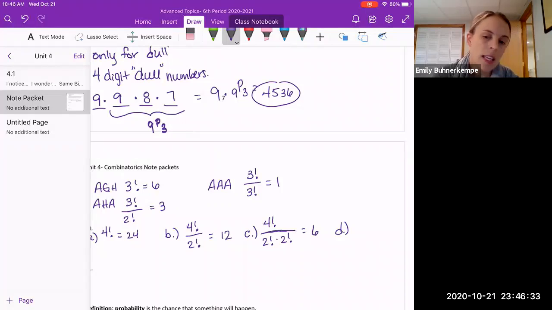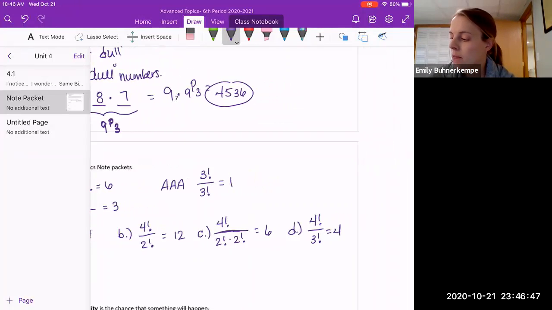Question D says eek, E-E-E-K. 4 letters, 3 of them repeat. There are 4 anagrams here. And then question E says R-R-R-R. So similar to above, 4 letters, all 4 repeat. There's 1 anagram.